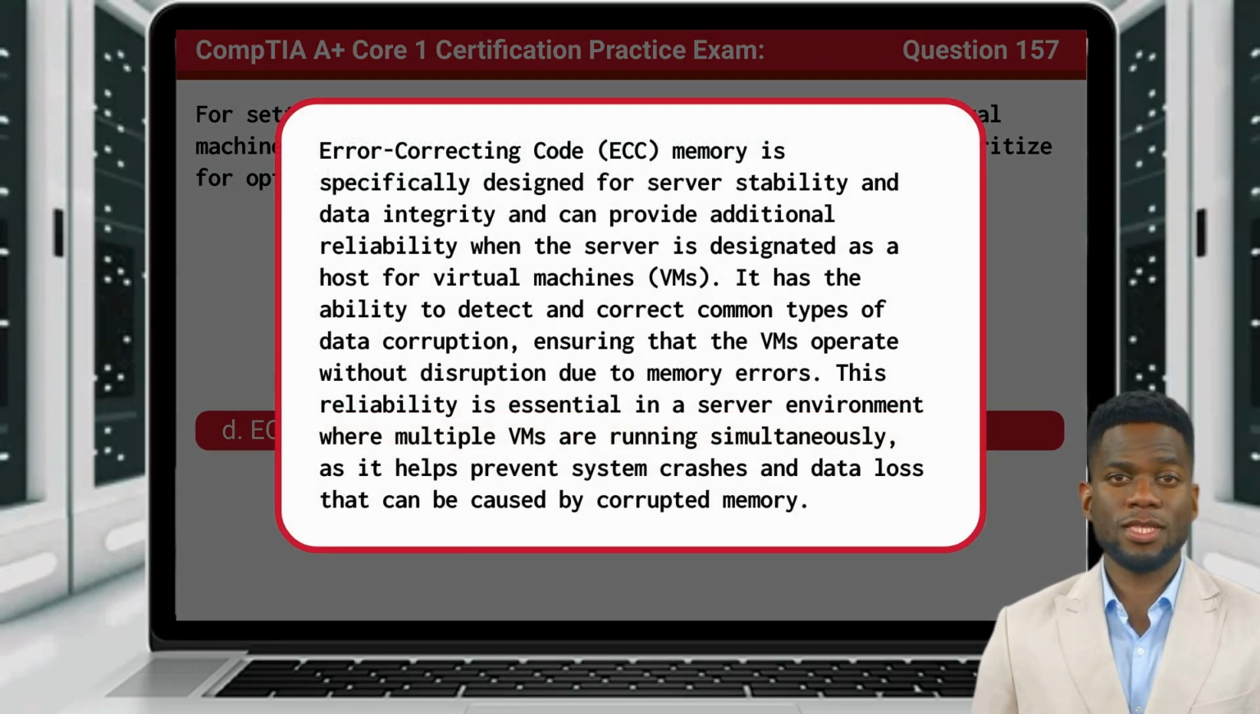Error-correcting code memory is specifically designed for server stability and data integrity and can provide additional reliability when the server is designated as a host for virtual machines. It has the ability to detect and correct common types of data corruption, ensuring that the VMs operate without disruption due to memory errors. This reliability is essential in a server environment where multiple VMs are running simultaneously, as it helps prevent system crashes and data loss that can be caused by corrupted memory.